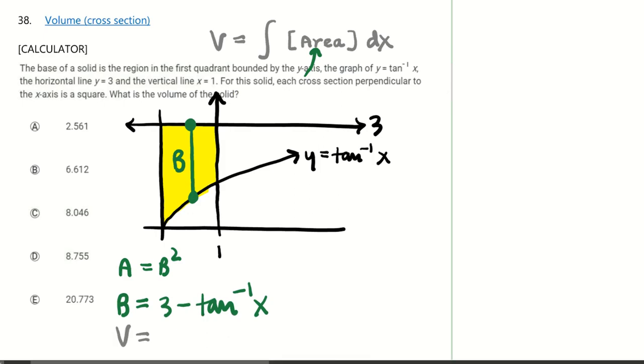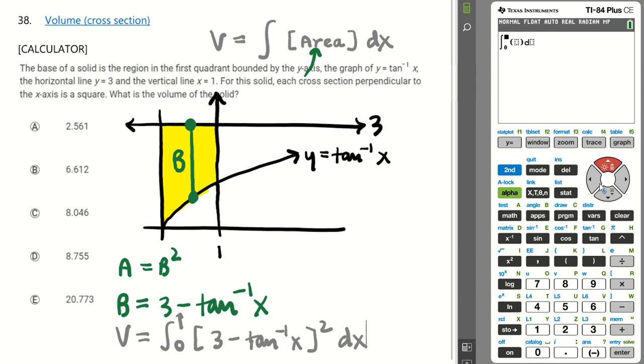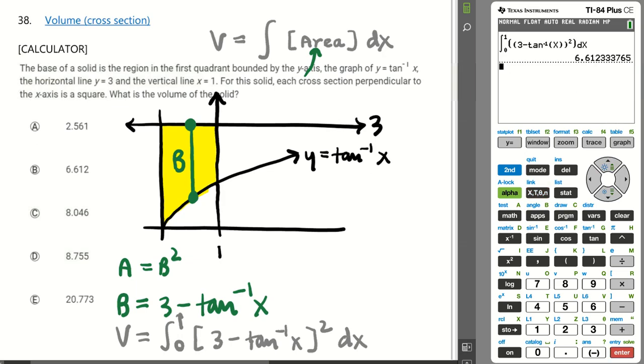And so my volume is going to be equal to the integral from 0 to 1 of 3 minus arctangent x squared dx, right? It's base squared is the area formula, and I integrate the area formula to get volume. So I can bring in the calculator and integrate from 0 up to 1. 3 minus arctangent x, I'm in radian mode. Close off the parentheses, square it, integrate it. 6.612, there it is.